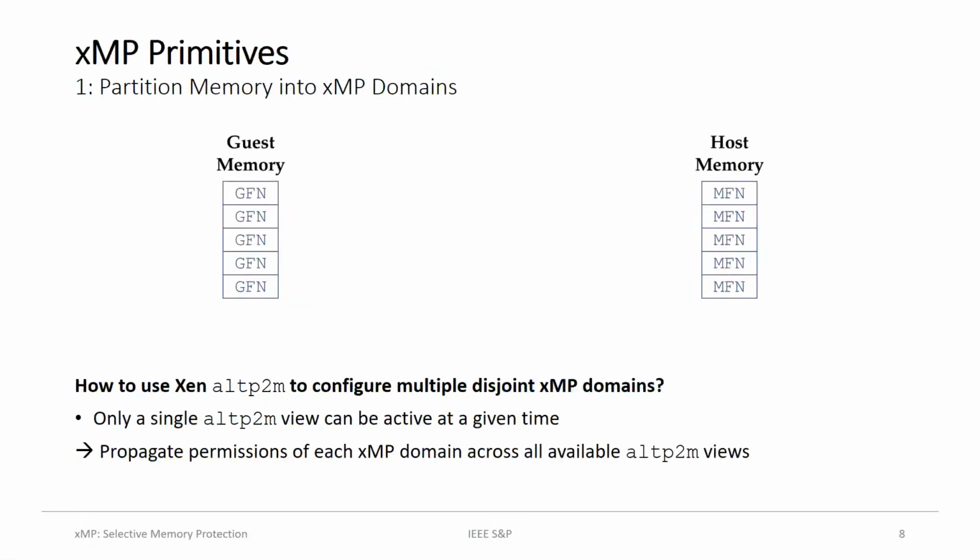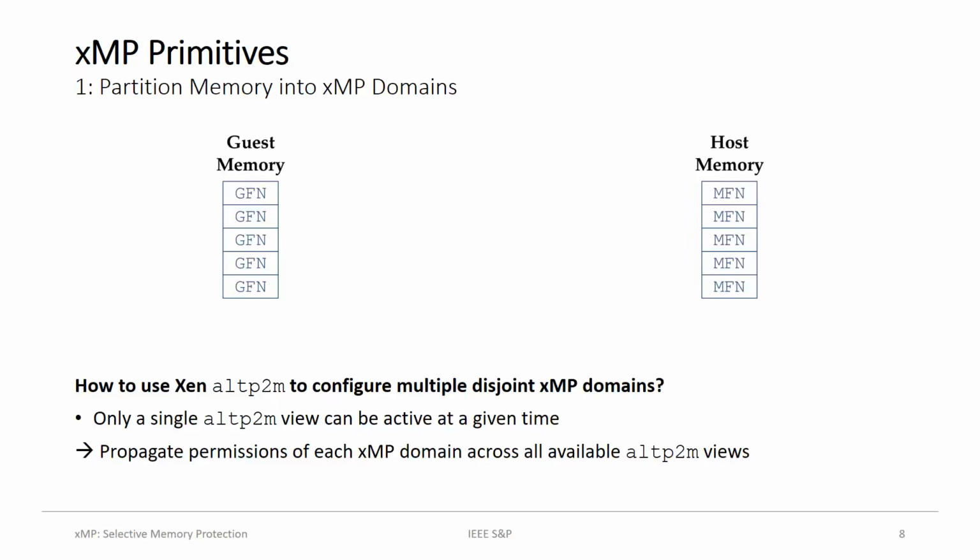Let us turn our attention towards the first xMP primitive, in which we use Xen alt-P2M to partition memory into disjoint xMP domains. As we know, the hardware allows only one alt-P2M view, which is a set of EPT tables, to be active at a given time. At the same time, we would like to configure multiple xMP domains to guard disjoint memory regions, and these disjoint regions cannot be accessible at the same time. For instance, if one xMP domain guards the kernel's hardware encryption key, it must not be accessible when we enter an xMP domain that holds a private key of a user space application.